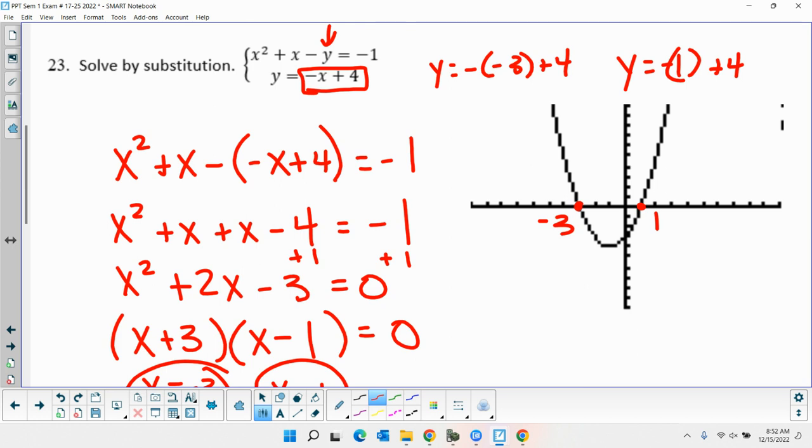So -3, negative of -3 is +3. So that's 7. So one answer is (-3, 7). And -1 plus 4 is a +3. So (1, 3) is the other answer. Okay.